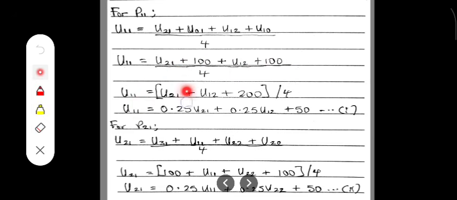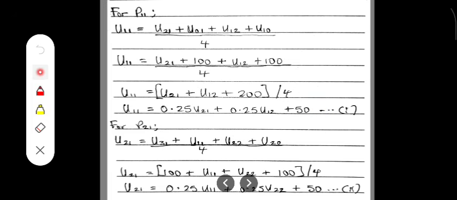Now, when we add the two constants, that is 200. So divide all by 4. We have U11 equal to 0.25 multiplied by U21 plus 0.25 multiplied by U12 plus 200 divided by 4, which equals 50. So that's our equation 1.